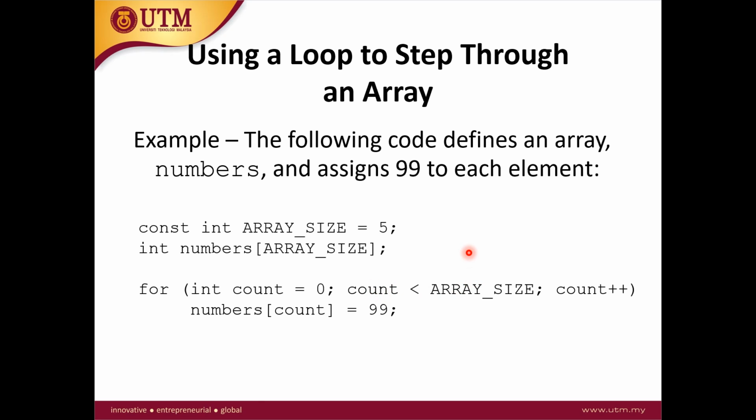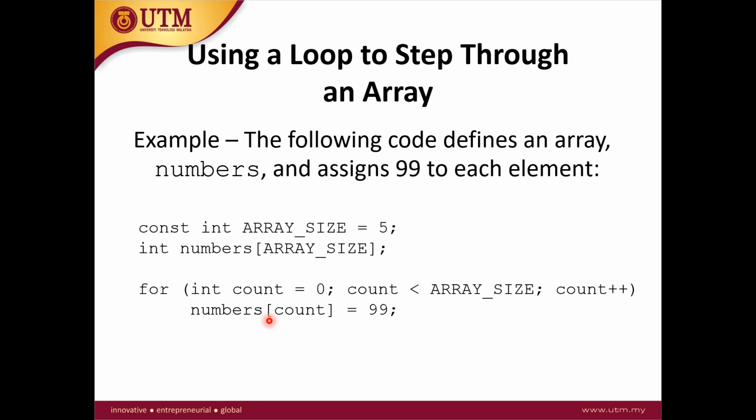And in this example, we are assigning 99 to each element. So constant int array size is 5, int numbers, and the size is going to be array size, which is going to be 5. So that means we've got 5 elements. We are mostly using the for loop in order to access the elements of an array. So you can say int count equals to 0, count is less than array size, and count plus plus. So in the first case, the count is 0 and 0 is less than 5, right? Numbers of count equals to 99.